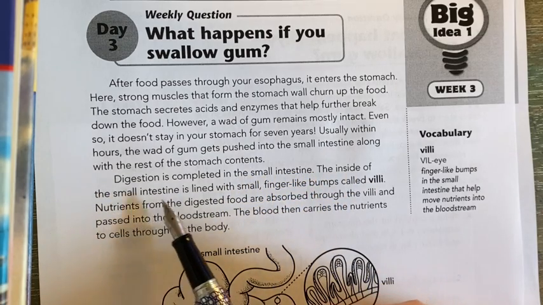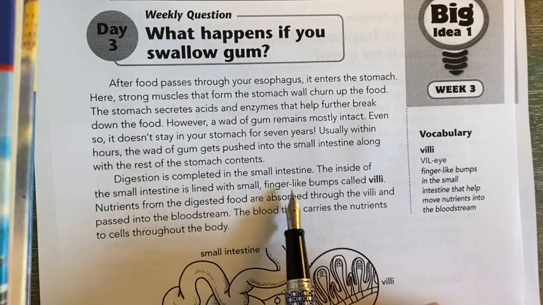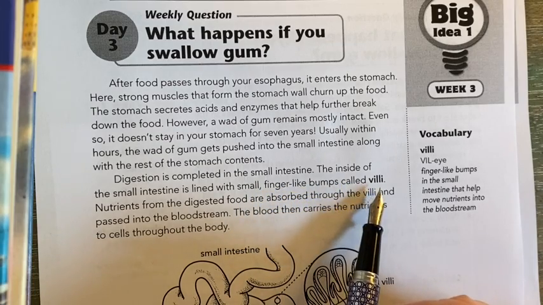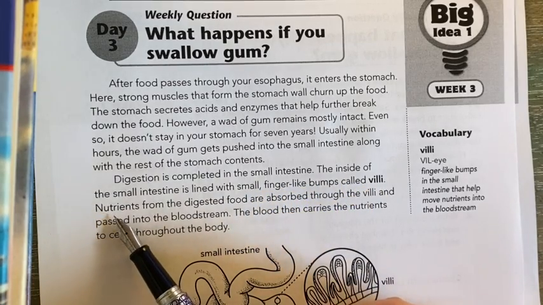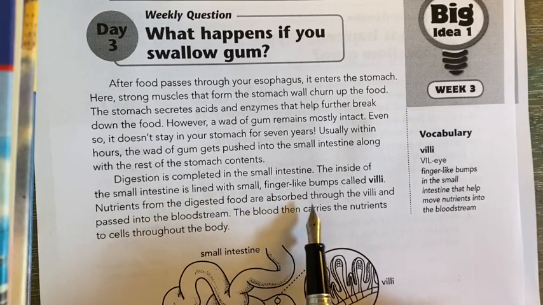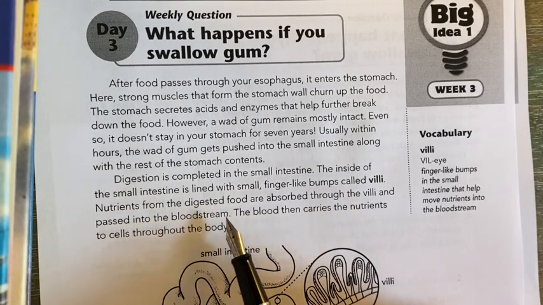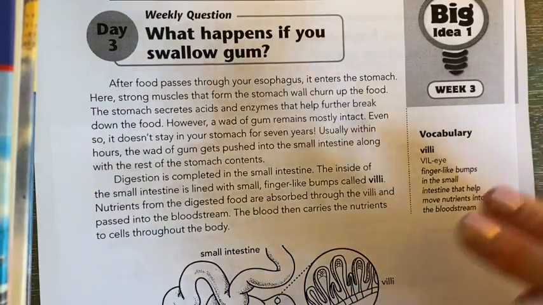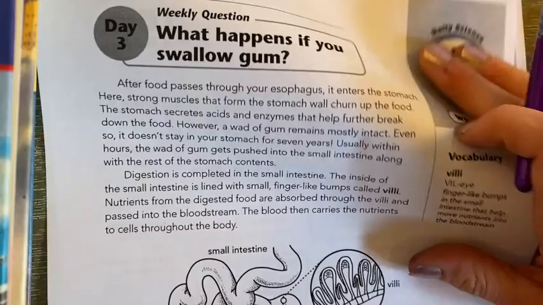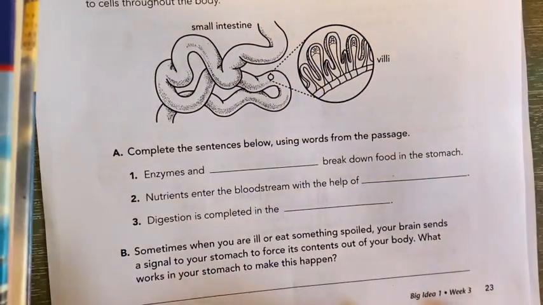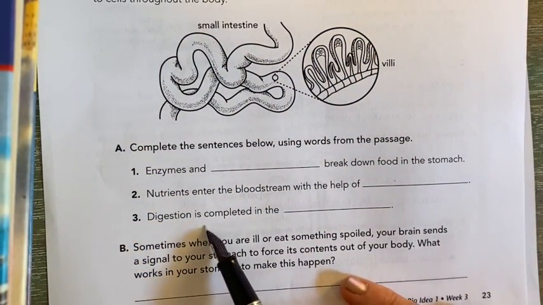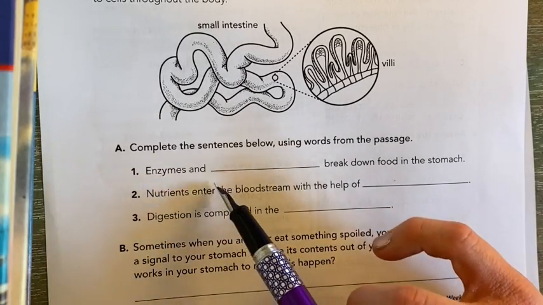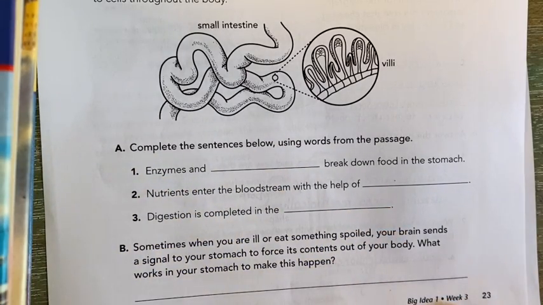The inside of the small intestine is lined with finger-like bumps called villi. Nutrients from the digested food are absorbed through the villi and passed into the bloodstream. The blood then carries the nutrients to cells throughout the body. All right, so now I'm going to ask you to complete these sentences below using the words from the passage. Enzymes and something break down the food in your stomach.